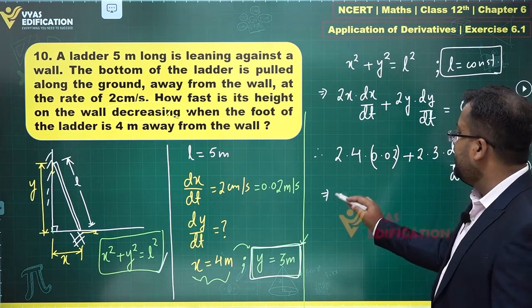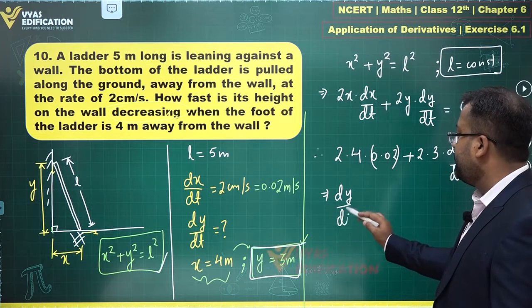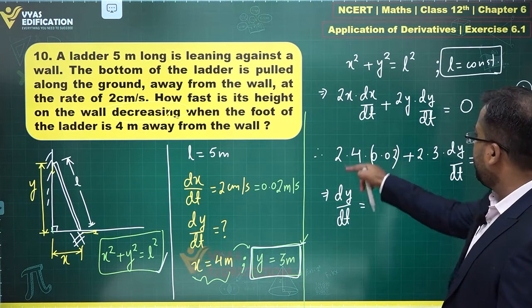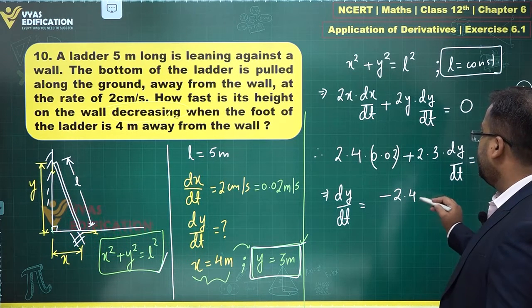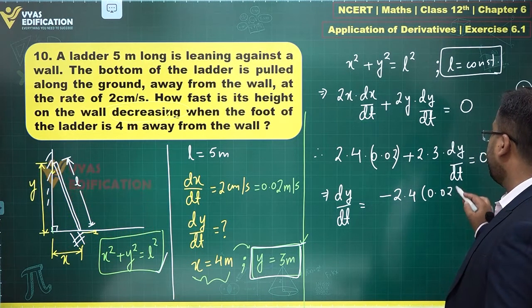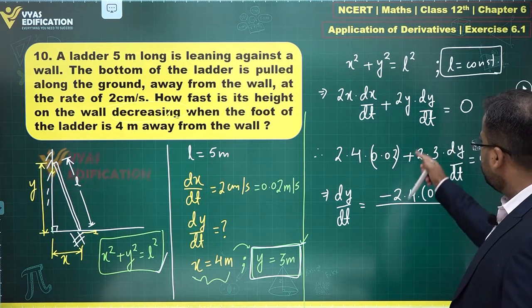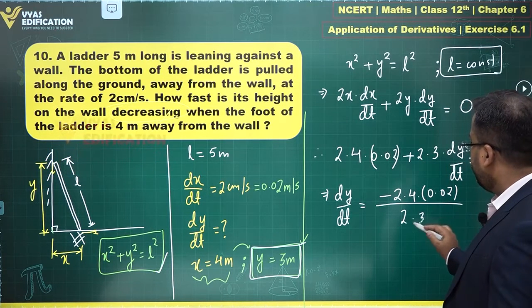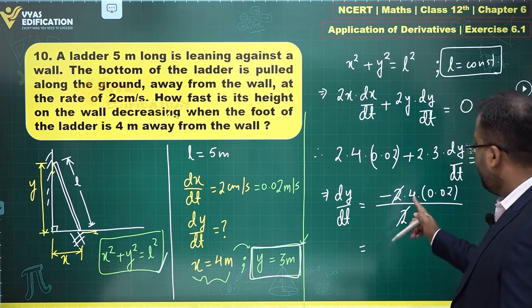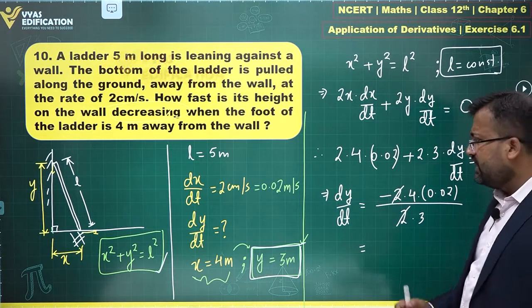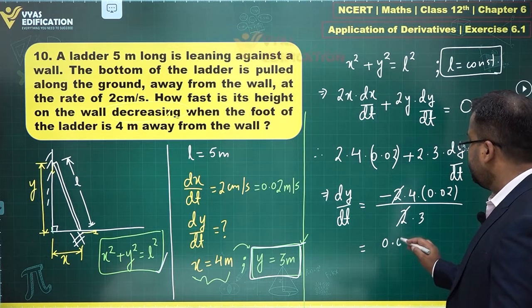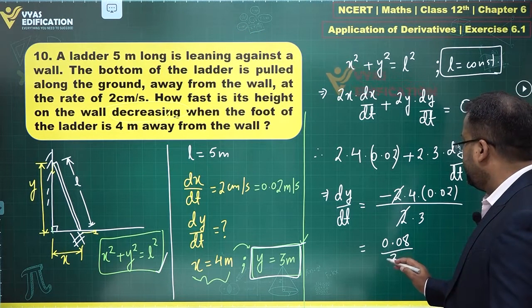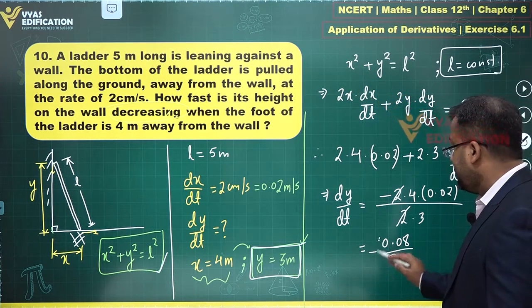Okay, this gives me dy by dt is equal to, let's take all of this on the right hand side, minus 2 times 4 times 0.02 upon 2 times 3, which will come over here, this 2 goes. Okay, 4 into 0.02, what is that? 0.08, and this is upon 3, 0.08 over 3 is what I get with the minus.